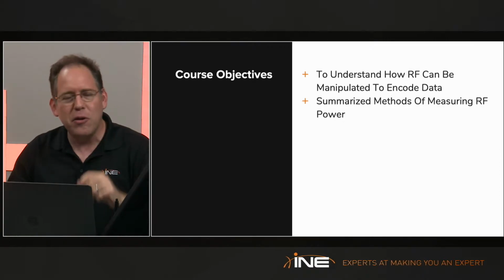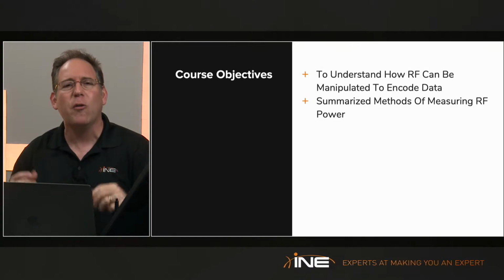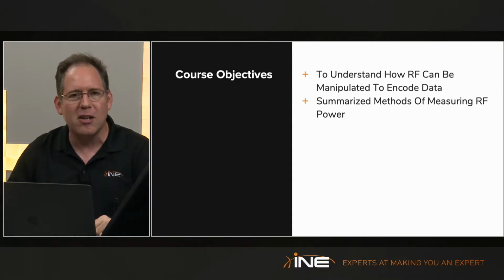We'll look at how do you measure RF power? What's this thing called the rule of tens and threes, and how can we use that to measure gain or loss from the perspective of a wireless client?